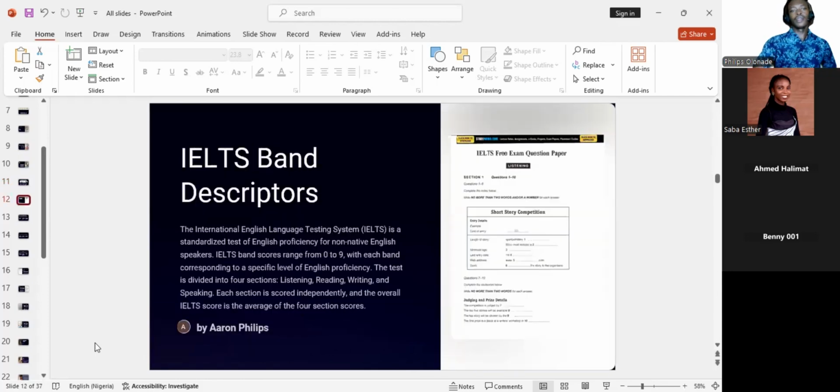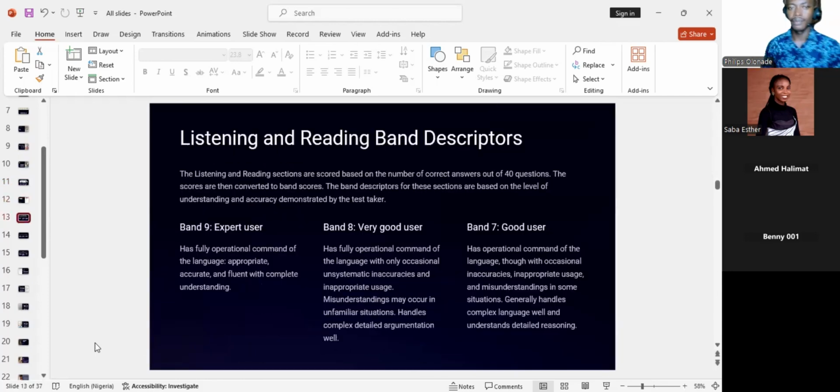Now, this is the part I've been waiting for. In the IELTS exam, there's something we call band descriptors. Band descriptors refers to the score you'll be given and the description of why you were given that score. Now, the listening and reading have the same rating for band descriptors. However, the writing and speaking have unique band descriptors.